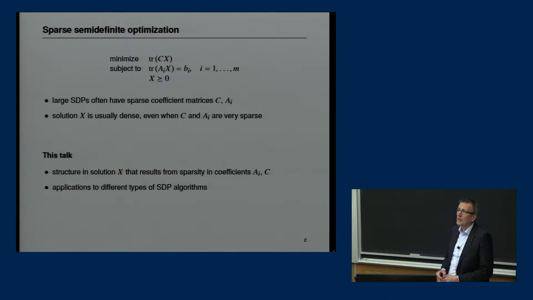The difficulty in exploiting that structure is that, in general, even if the coefficients are very sparse, the solution matrix X, or even any feasible X, must be dense in order to be feasible, because to get a feasible positive semi-definite matrix, X has to be dense. So you have an n by n dense matrix of variables. That's a difficulty in scaling semi-definite programming solvers in many of these applications.